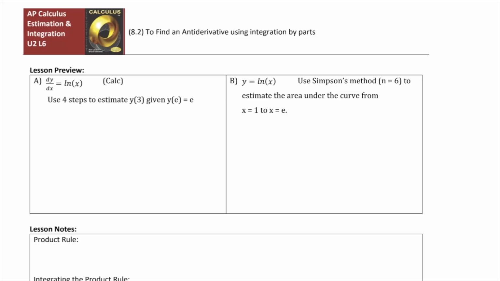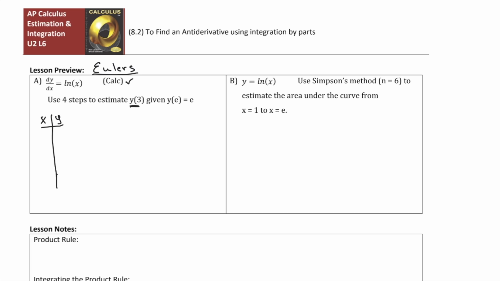For your lesson preview, I would like you to use Euler's method. With Euler's method, please take 4 steps in order to estimate y at 3, given that y at e is equal to e. You may use your calculator. Please remember to build a table of values as you write your question out.